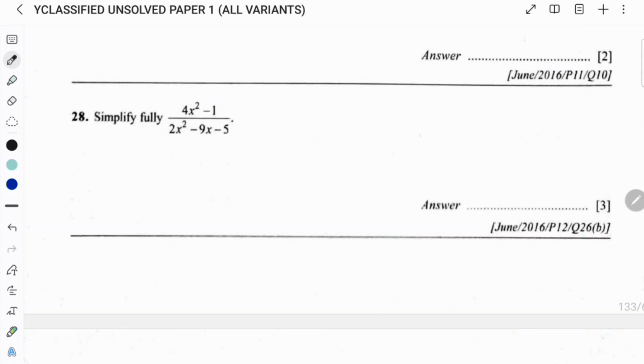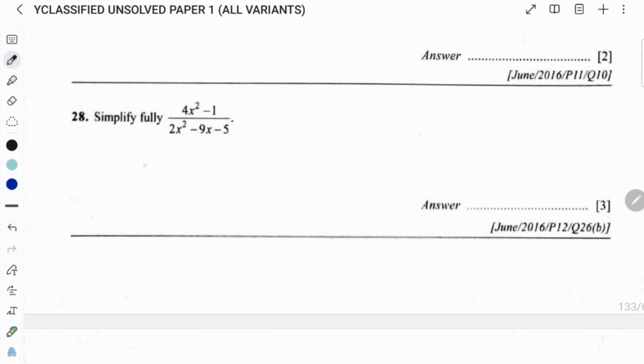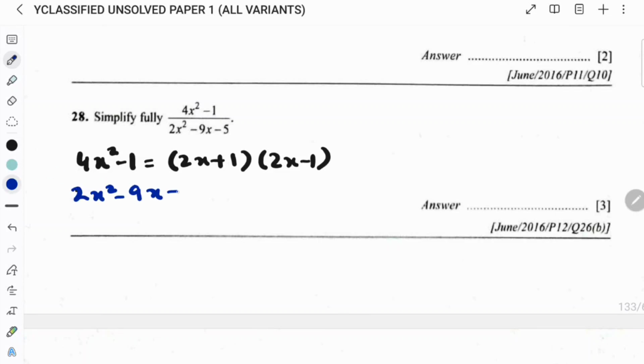Look at this question number 28. In this question, I'm simplifying both of them separately. This is (2x plus 1)(2x minus 1). The next is 2x square minus 9x minus 5. And 5 times 2 is 10, with a difference of 9. 5 times 2 is 10 and 10 times 1 is 10.